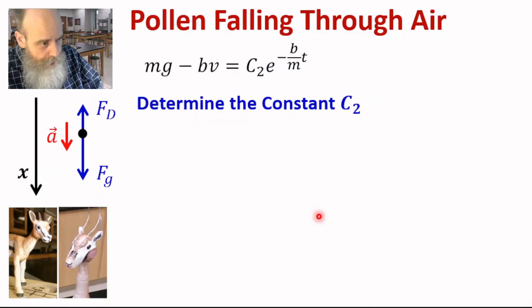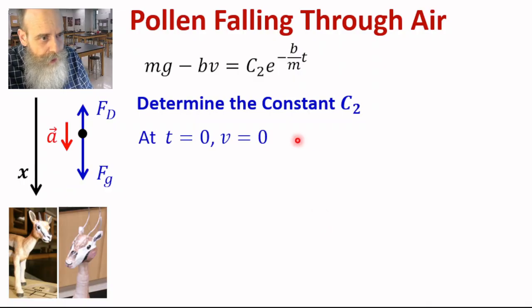Yes, Giselle is correct. We need to find some initial condition. What do we know? What was the velocity initially when t equals 0? The object started at rest. So we know that at t equals 0, v equals 0. This is our initial condition. Let's put these two things into this equation.